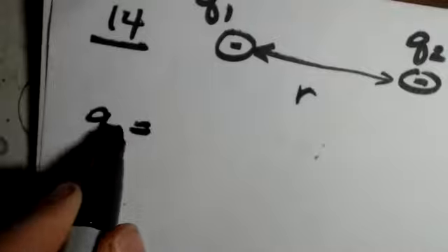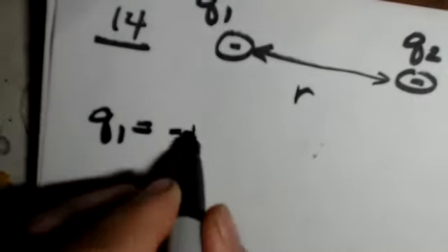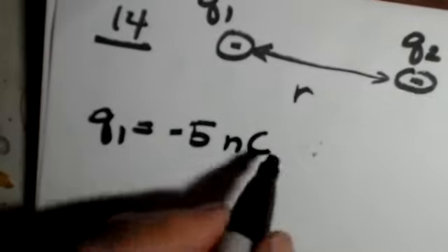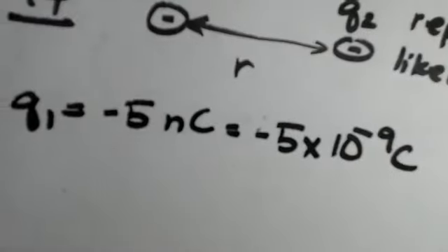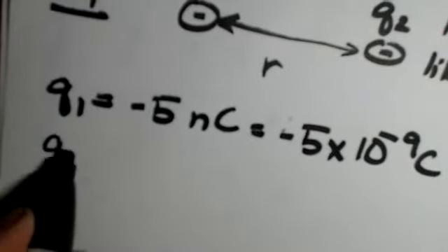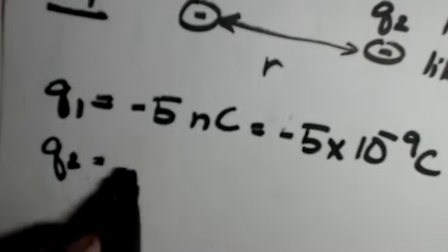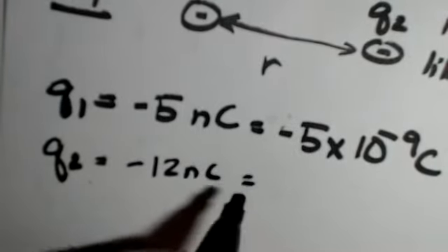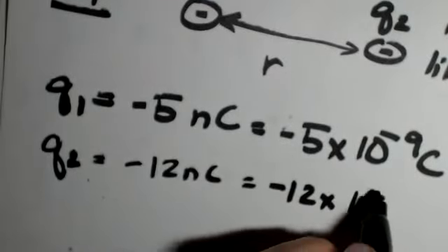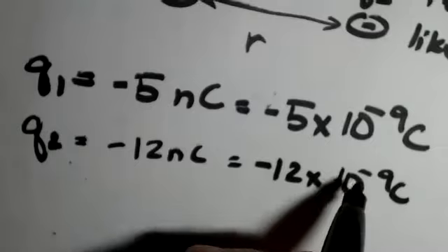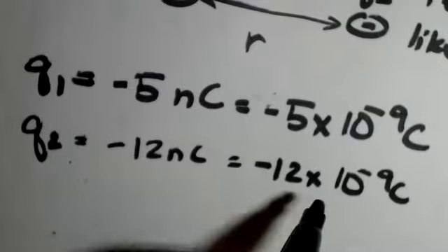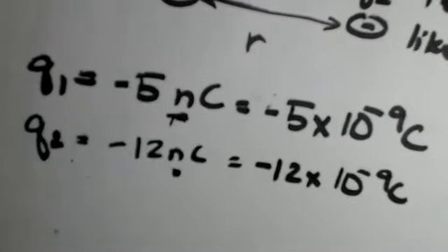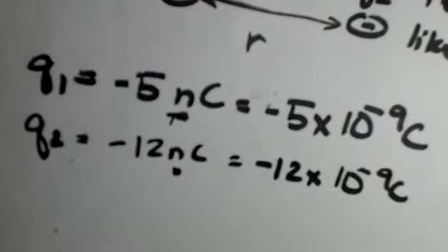Now they tell me the two charges, so I'll write those down. Q1 is -5 nanocoulombs. I don't like nano, so I'm going to get rid of that right now: 10 to the -9. Then the second one is -12 nanocoulombs, and again I'll get rid of the nano and leave it as coulombs. I need to do that because my proportionality constant is in units of coulombs, so I've got to get rid of the prefixes. Anytime I see a prefix on my coulombs, I might as well get rid of it because I can't do any math with a prefix on there.